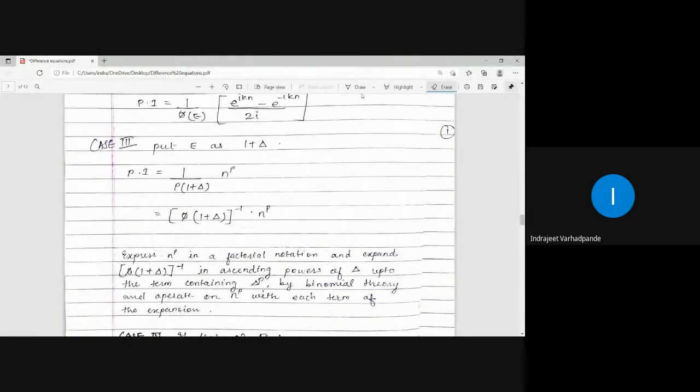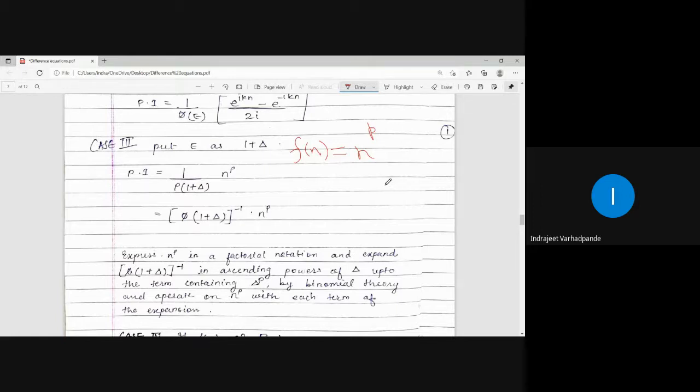The third case for the discussion of the calculation of the particular integral. What does case number 3 say? Case number 3 says that if the RHS, that is f of n, is n to the power p, you can directly, in parallel, compare what you have discussed in the differential equation particular integral cases, and this is a situation wherein we have a difference equation. In the differential equation, it was cos theta, sin theta, where d square was replaced by minus a square. The third case in the differential equation was x to the power m, which is a polynomial in x.